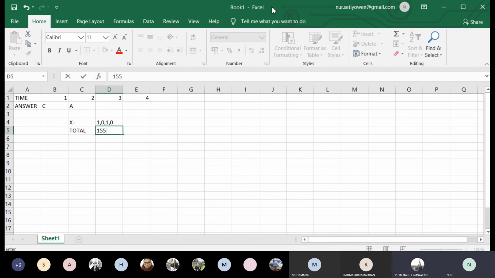Yes, explain to us how to solve this one. Okay, so the problem is A, just write A, B, C, and D. Okay, so please delete your answer first. Please delete your answer. And A also delete.